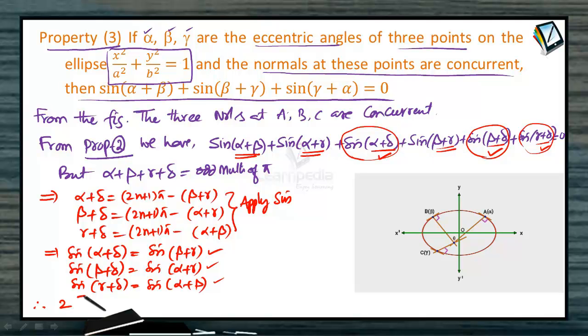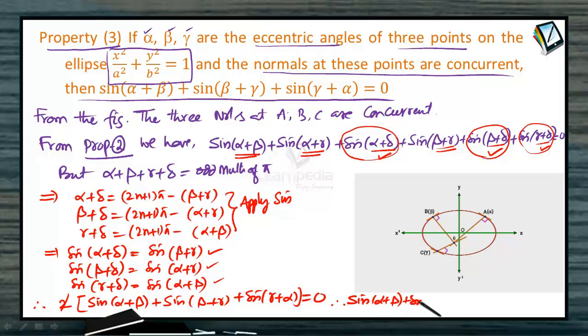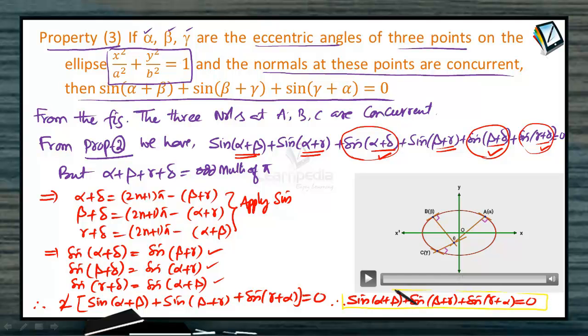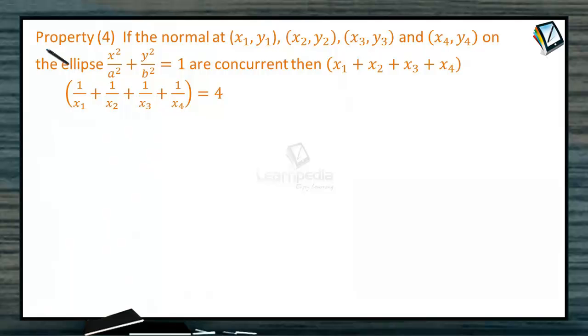Therefore I will get 2 into sine of alpha plus beta plus sine of beta plus gamma plus sine of gamma plus alpha, which is equal to 0. This 2 gets cancelled. Finally what is left is sine of alpha plus beta plus sine of beta plus gamma plus sine of gamma plus alpha is equal to 0. This is the property we have just proved, property number 3. Next let us go to property number 4.